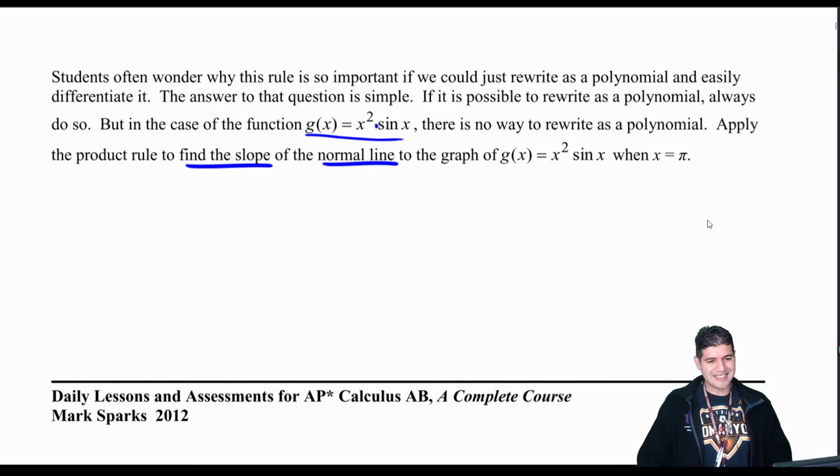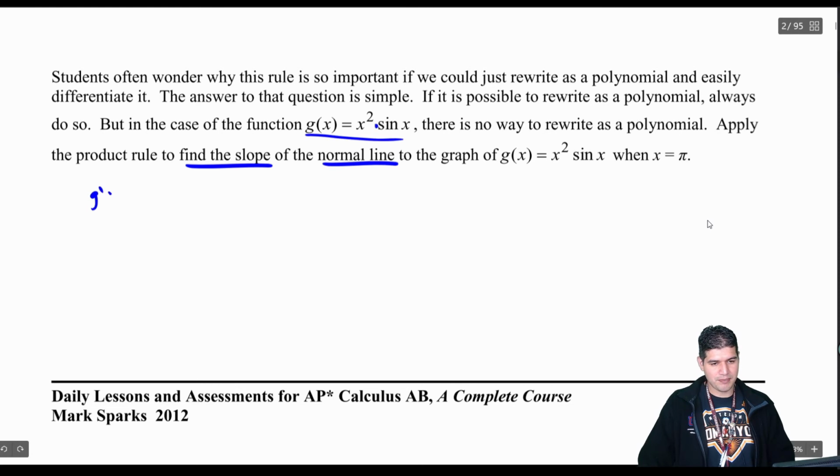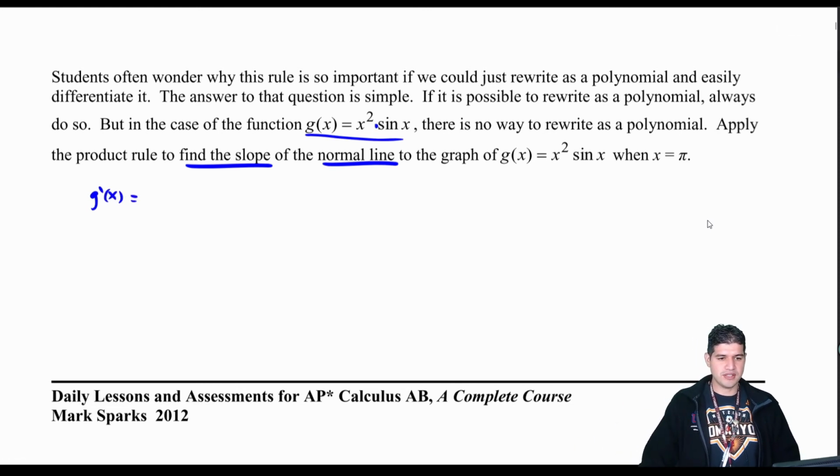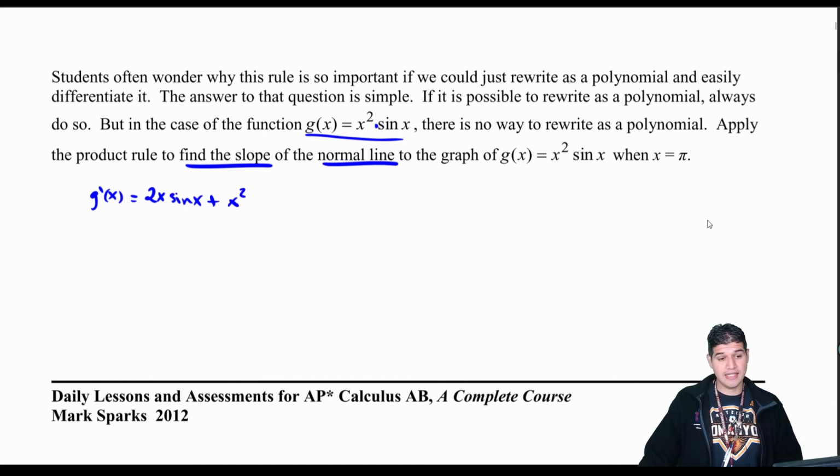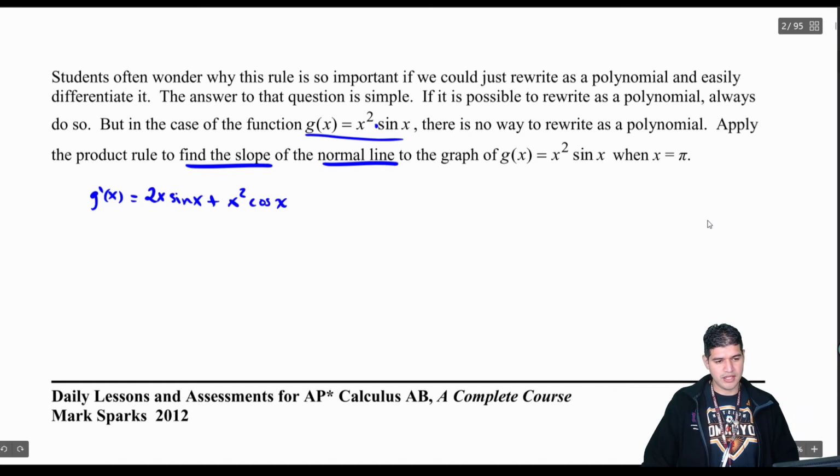All right, so let's take that derivative. So I have g prime of x, and that's going to be the derivative of the first, so 2x, times the second, plus the first, so x squared, times the derivative of the second. So sine, the derivative of sine is cosine of x.